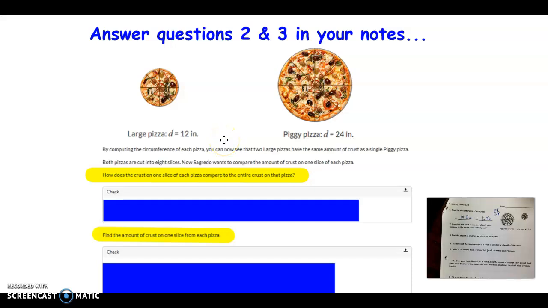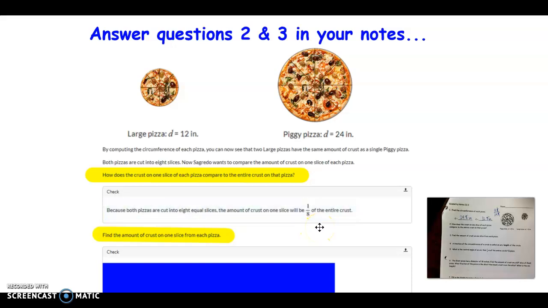Let's look at questions 2 and 3 in your notes. We're looking at the large and piggy again, the 12 and the 24 inches. It says, by computing the circumference of each pizza, we can now see that 2 large pizzas have the same amount of crust as a single piggy. So if we took 2 of the circumferences of the large, 12 pi plus 12 pi is 24 pi, and that's the same as the circumference of the piggy. Now both pizzas are cut into 8 slices, so we want to compare the amount of crust on one slice of each one of these pizzas. So how does the crust on one slice of pizza compare to the entire crust on that pizza? Since the pizza is cut into 8 pieces, we know that each slice would be 1/8 of the crust of the entire pizza, so 1/8 of that circumference.